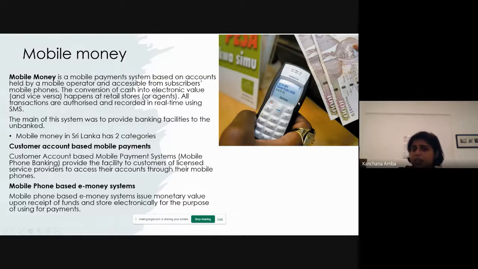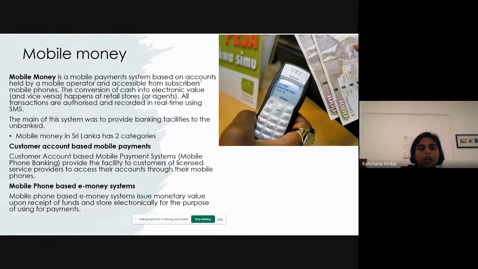Because for mobile money, you don't need a smartphone, right? So you need a feature phone, and the uploading, everything happens on a sort of SMS based system, right? And originally this started as a way to deposit cash into an electronic wallet that was held in a phone, right?